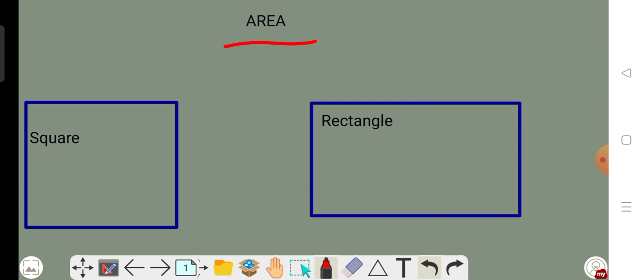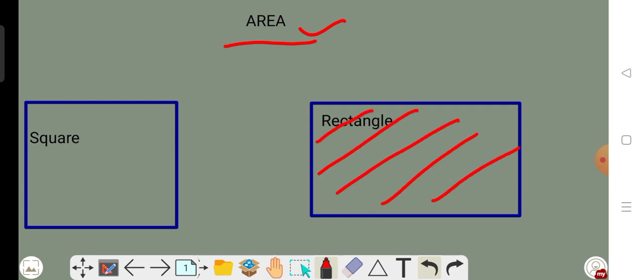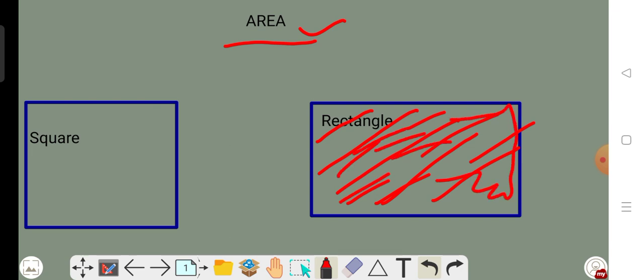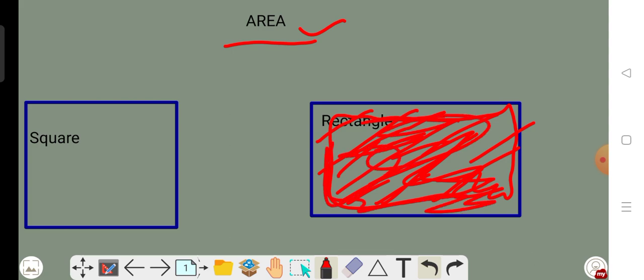So what is area? Area of any shape is the space inside the boundary of that particular shape. Area is the space inside the boundary of any particular shape. For example, this red portion of this rectangle is known as the space occupied by this boundary, and this is the area of this rectangle. In the same way, the space inside this blue boundary of the square is the area of the square.